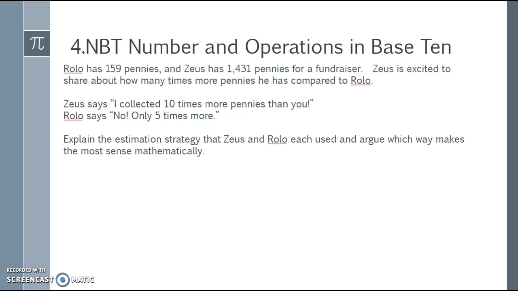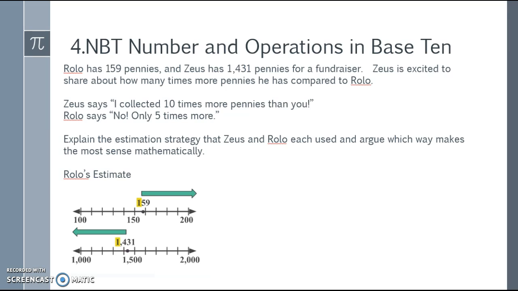Rollo has 159 pennies and Zeus has 1,431 pennies for a fundraiser. Zeus is excited to share about how many times more pennies he has compared to Rollo. Zeus says, "I collected 10 times more pennies than you." Rollo says, "No, only 5 times more." Explain the estimation strategy that Zeus and Rollo each used and argue which way makes the most sense mathematically.